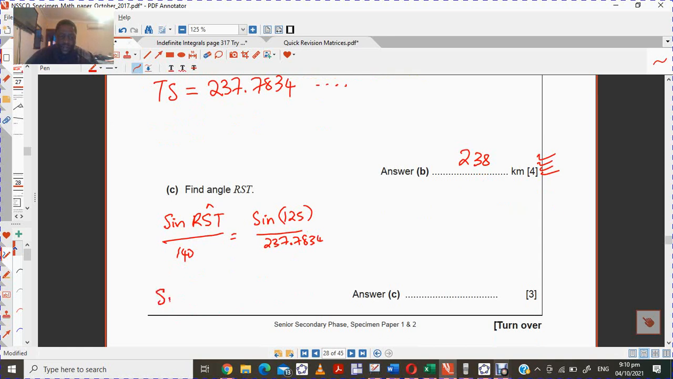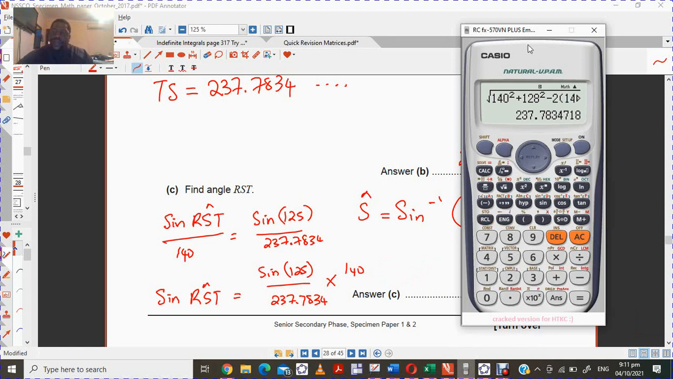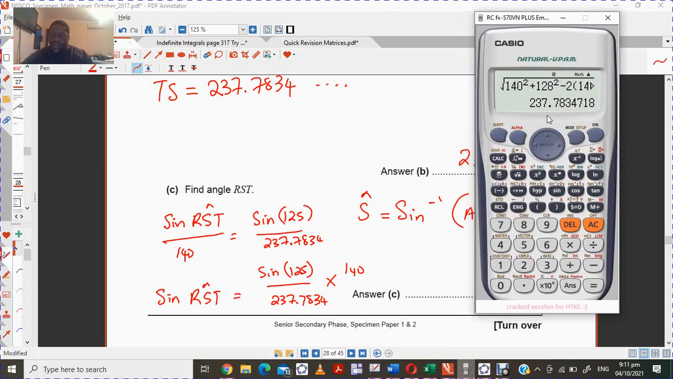In order for you to find the sine of angle RST, you have to take this sine of 125 over 237.7834 and so on, multiply that by 140. That should give you an answer. And once you find that answer, then our angle S is going to be whatever that answer is. Okay, right. So let's just bring up a calculator and see how I use that. Now remember, I have that in my memory. It's there.